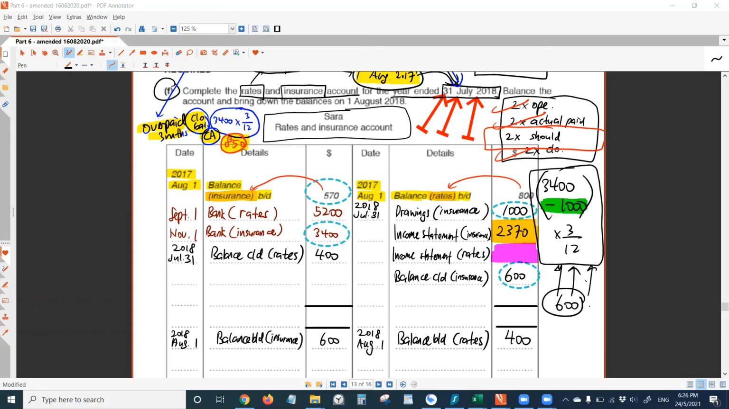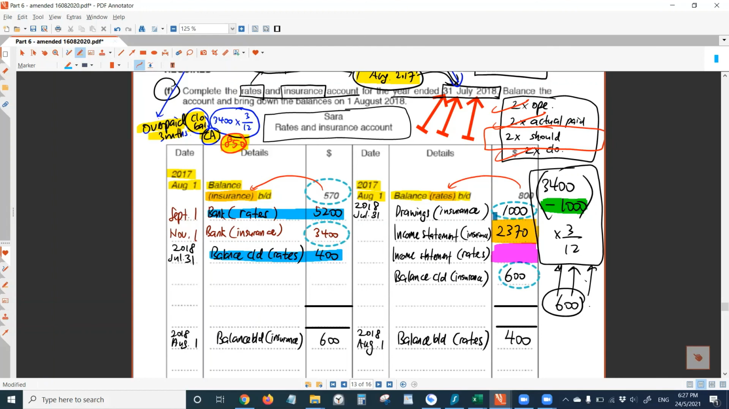Yes, Justin, what's your new figure? Or you want to show me the workings? Hurry up. Minus zero, you sure? Look carefully. Here is a number about rates. Here is a number about rates. So yeah, you total them up.